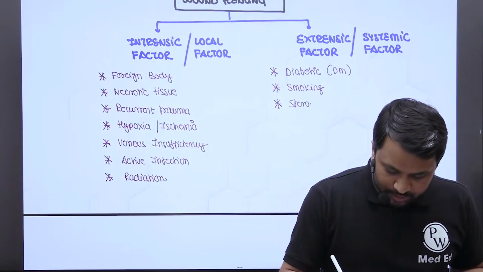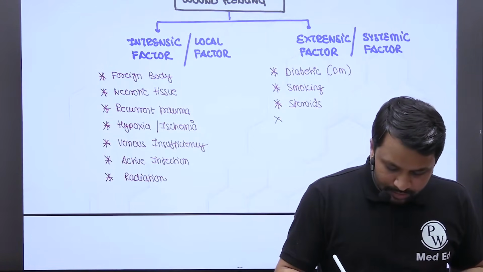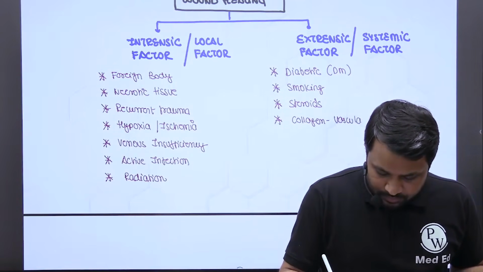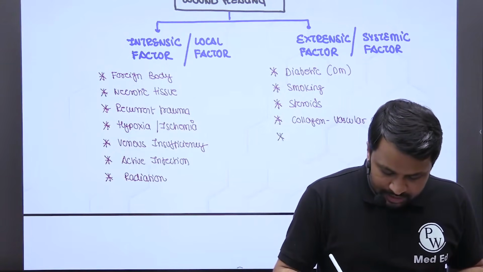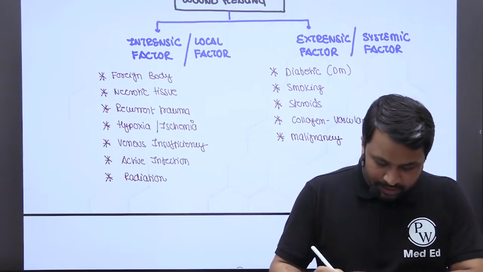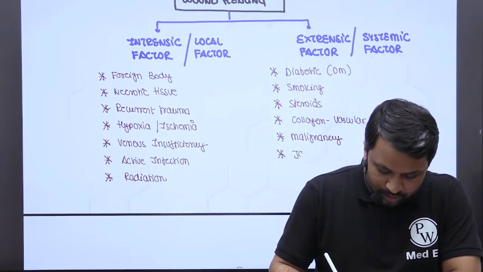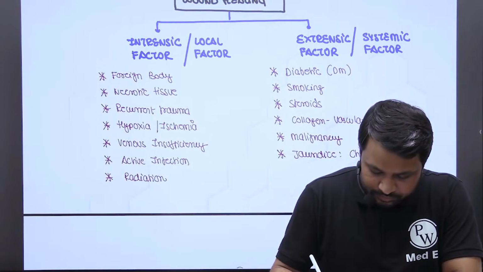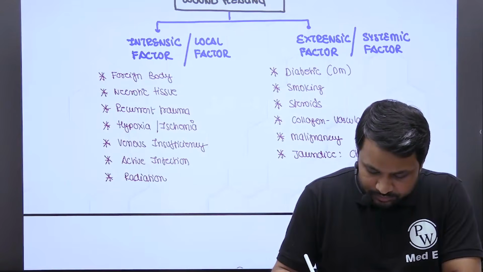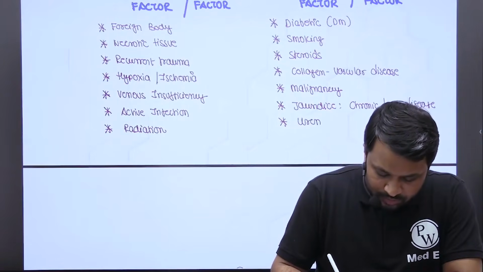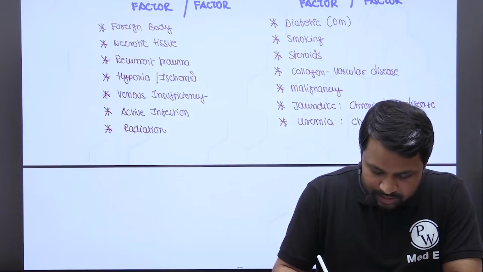usage of steroids, patients who already have a collagen vascular disease, patients with a collagen vascular disease if it is secondary to a malignancy, patients who are going to have jaundice. Jaundice is usually associated with chronic liver disease, for example cirrhosis. Along with jaundice, there is uremia, which is associated with chronic kidney disease.